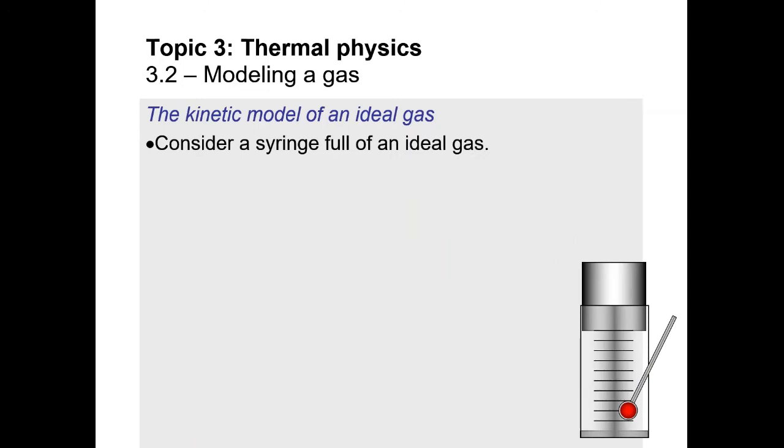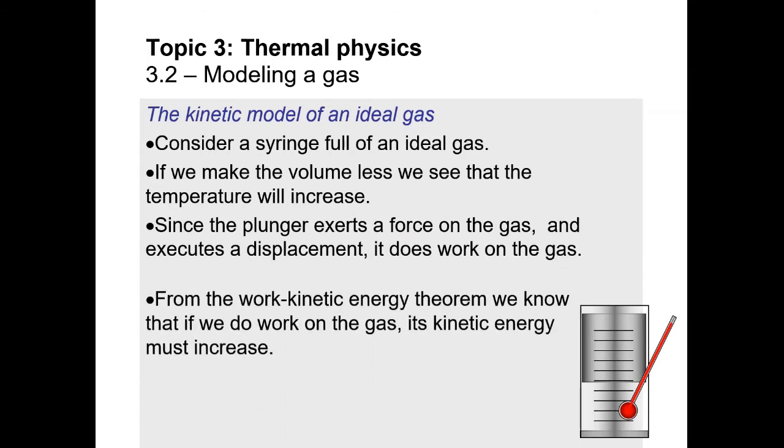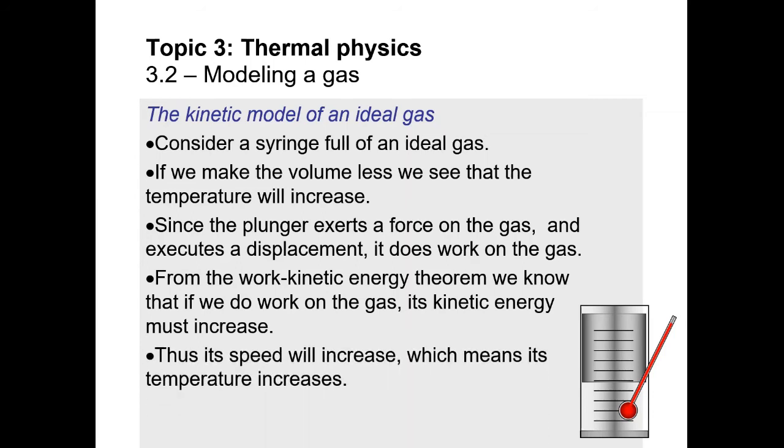Let's take a look at the following interesting scenario. Consider a syringe full of an ideal gas. If we make the volume less, we see that the temperature will increase. Since the plunger exerts a force on the gas and executes a displacement, it does work on the gas. We know from the work energy theorem that if we do work on the gas, its kinetic energy must increase, as work done equals change in kinetic energy. Therefore its speed will increase, which means its temperature increases.